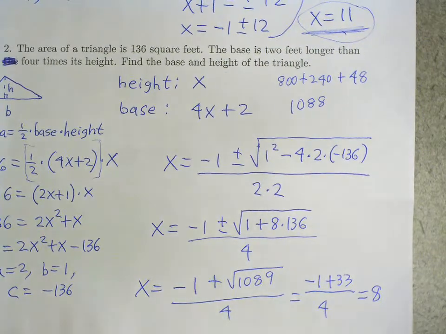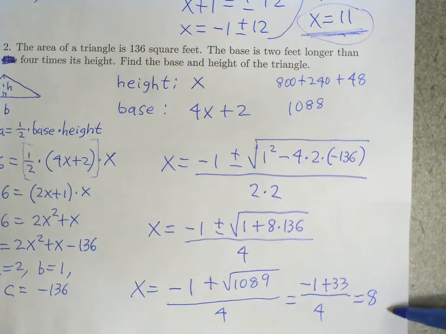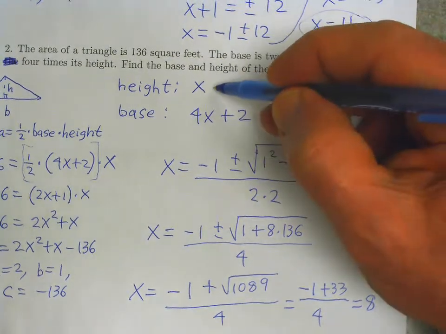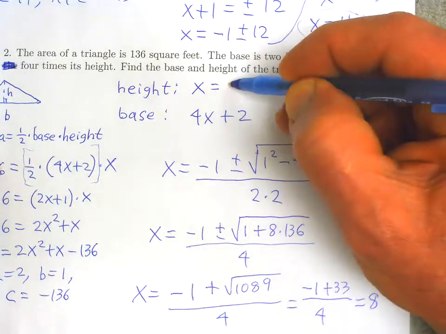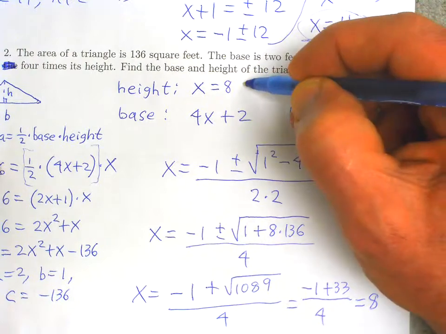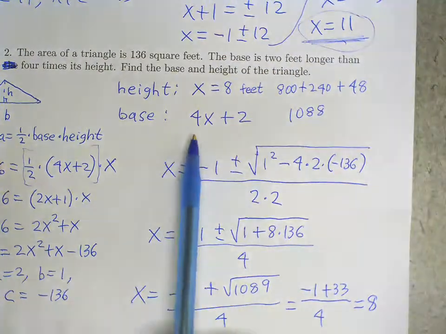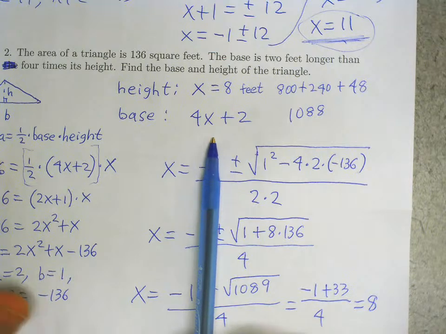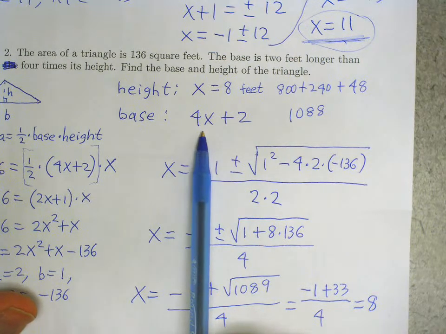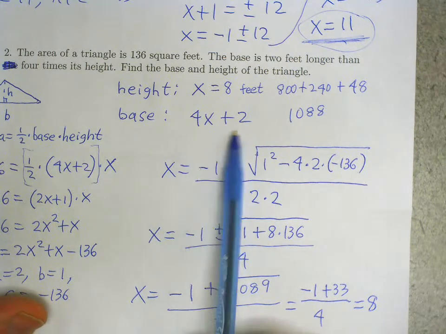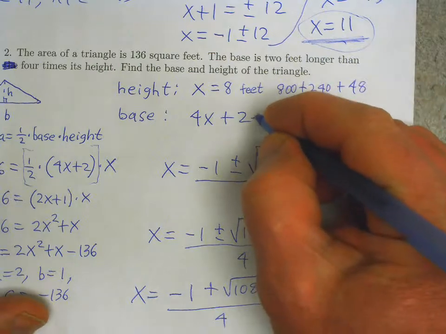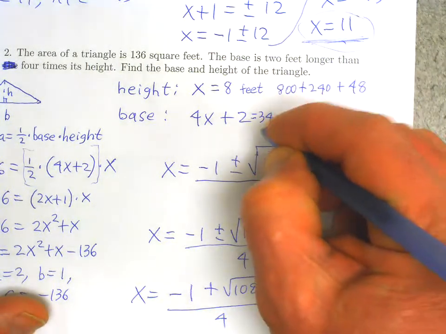Okay, so if we go with x equals 8, then the height of the triangle is 8 feet. And the base is 4 times 8 plus 2. 4 times 8 is 32. 32 plus 2 is 34. So the base is 34 feet.